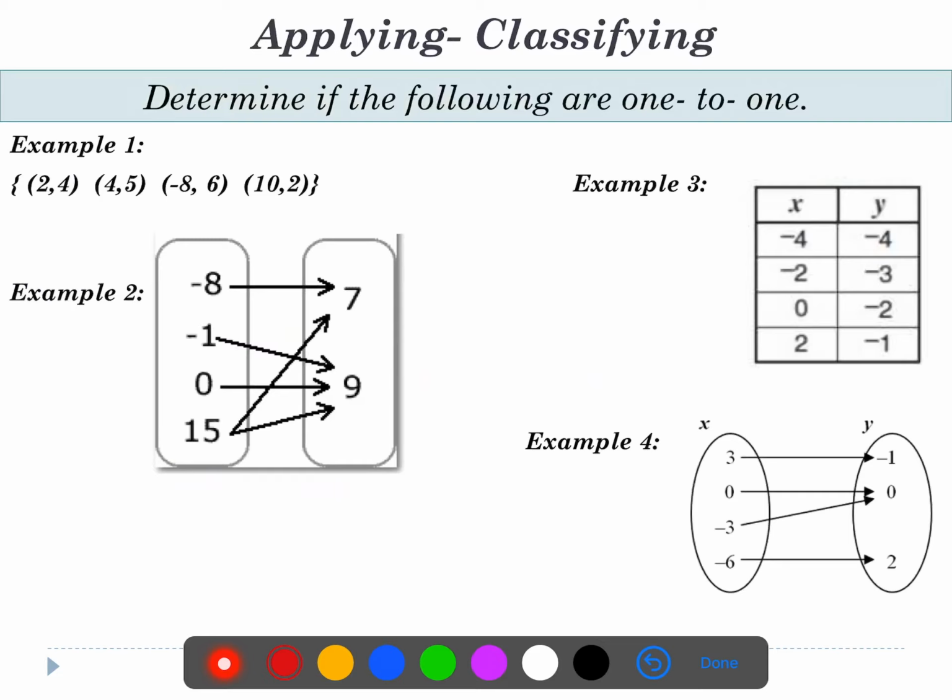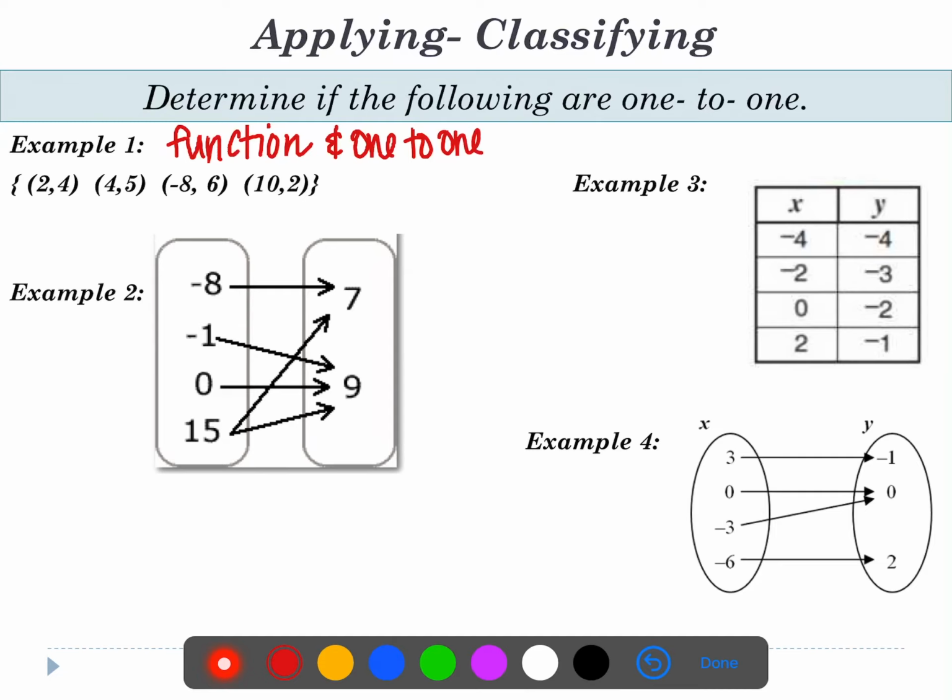So we want to look at all different representations now and decide, are they functions, are they one-to-one? Okay, so example number 1. This is a set of ordered pairs. If I look at all the x values, 2, 4, -8, and 10, okay, so far this is a function. And now that it is a function, I'm allowed to check the y values. If it's not a function, you do not even look at them. So 4, 5, 6, and 2, this is a function and one-to-one.